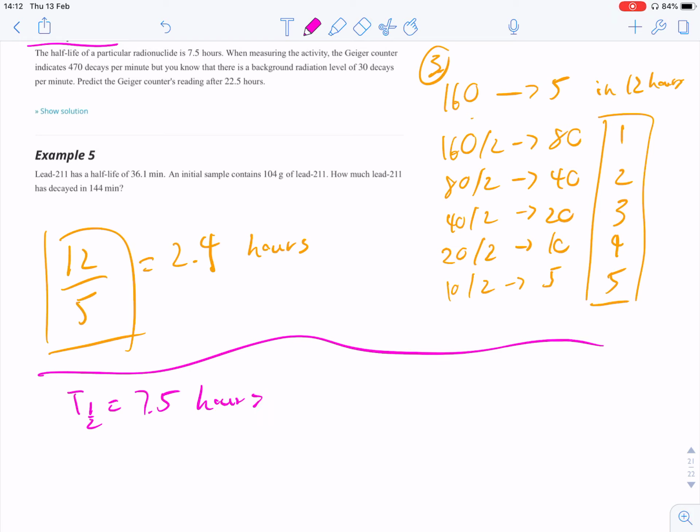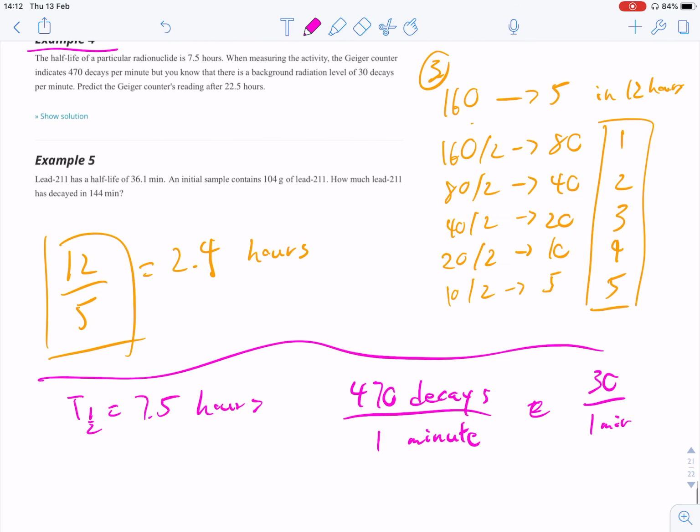When measuring the activity, the Geiger counter is indicating 470 decays per minute. But you know there's background radiation at 30 decays per minute. Okay, so there's background radiation at 30 decays per 1 minute. And so predict the Geiger counter reading after 22.5 hours. Okay, half-life of 7.5 hours.